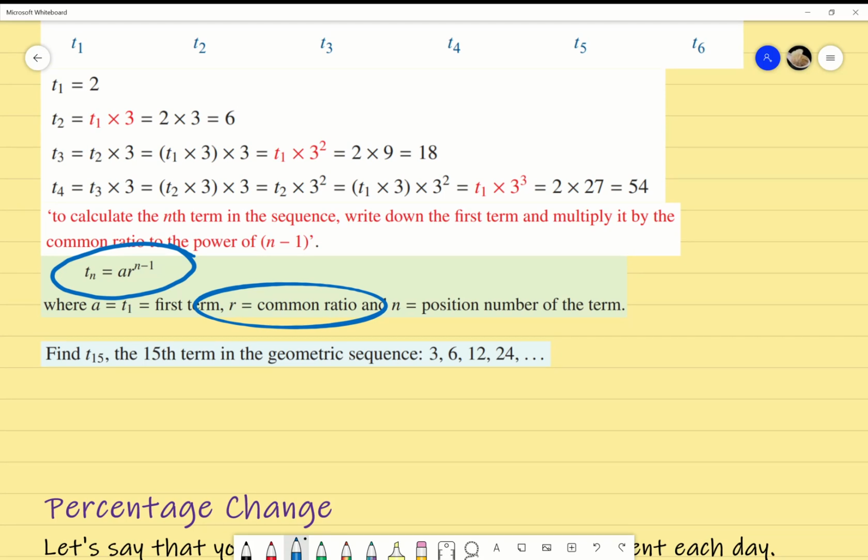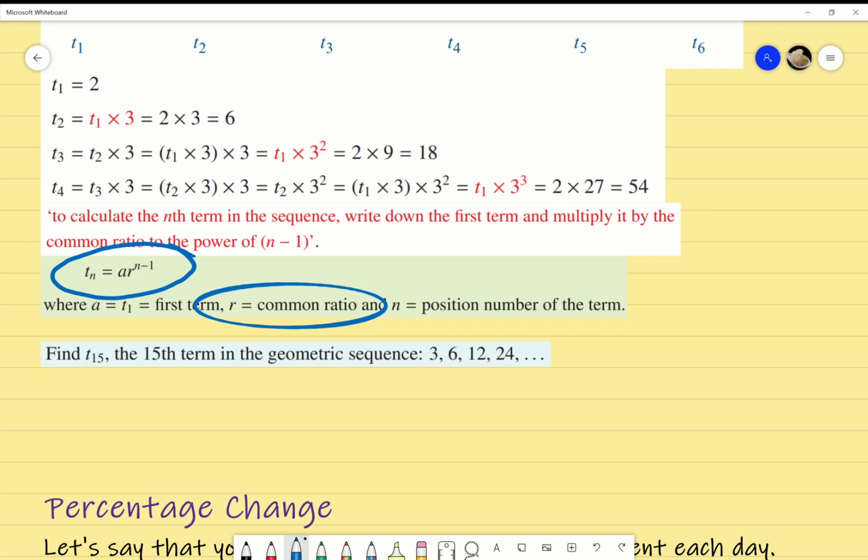Very easy example. We're going to jump right into it. In this example, we've got T15, the 15th term, in the geometric sequence, which goes 3, 6, 12, 24. So, what are the 3 things I need to identify before I can use the formula? R.